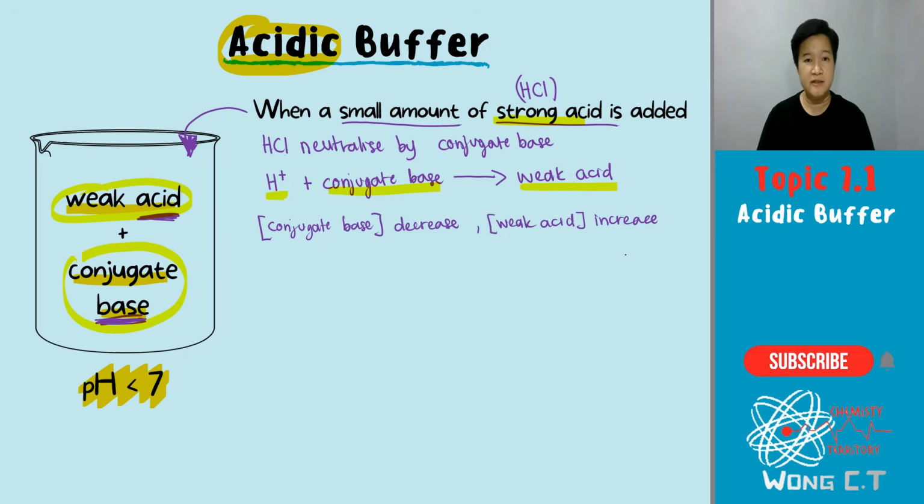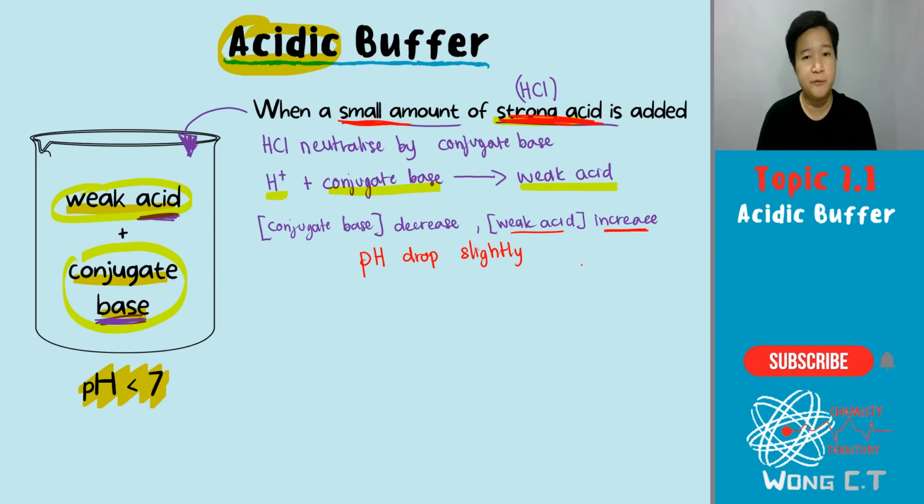Make sense? Simple. And whenever the small amount that you add in is a strong acid, the pH will drop slightly. Why will the pH drop slightly? Because you will have your weak acid increase slightly. Okay? That's why the pH will drop slightly.